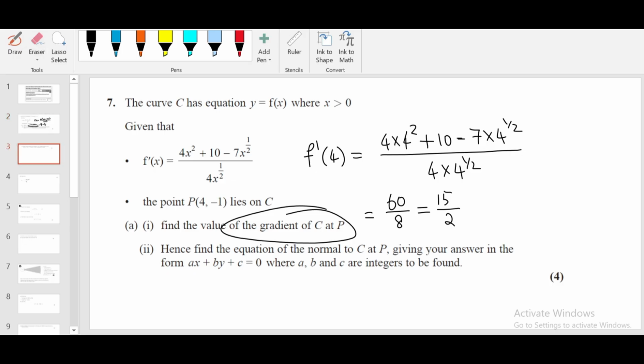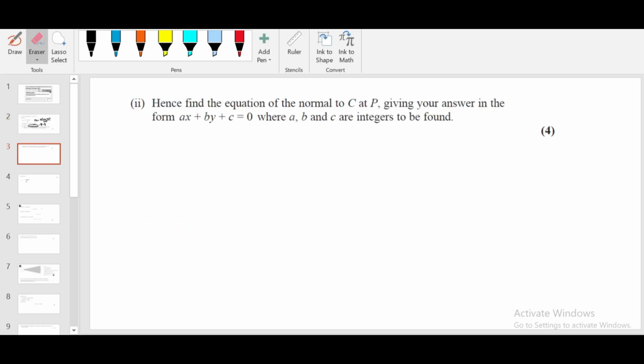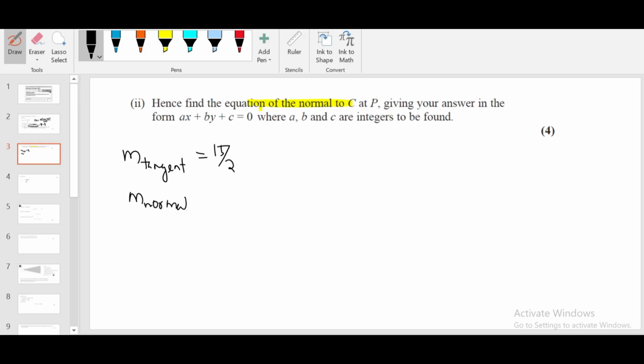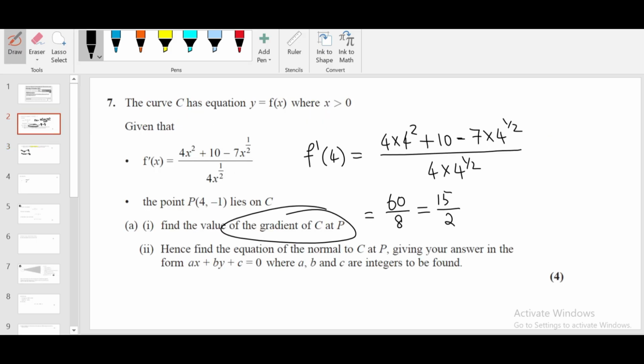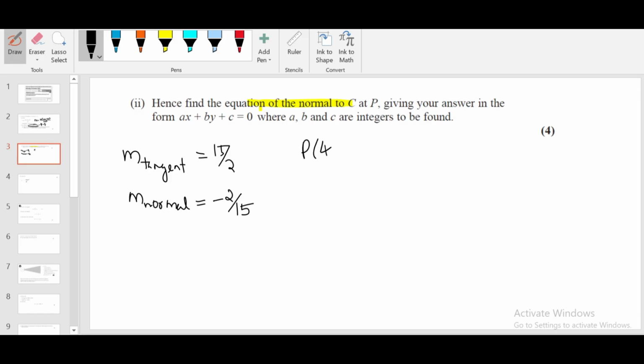Now the second part. I put the question separately here. They want you to find the equation of normal. We found the slope of the tangent in the previous part as 15 over 2. So slope of the normal will be the negative reciprocal of this, negative 2 over 15. And we have a point given, P of 4 comma negative 1.